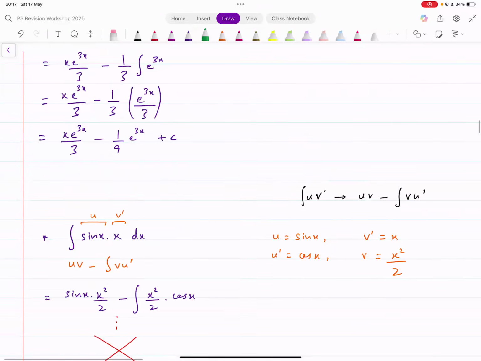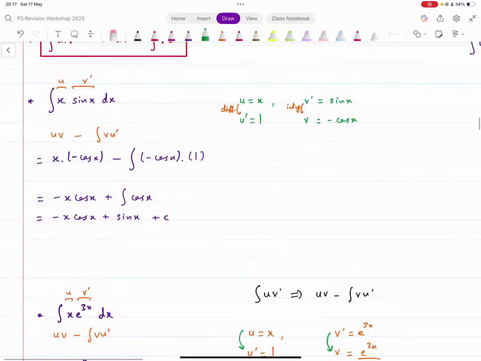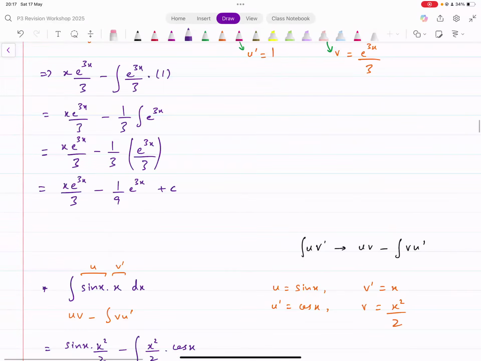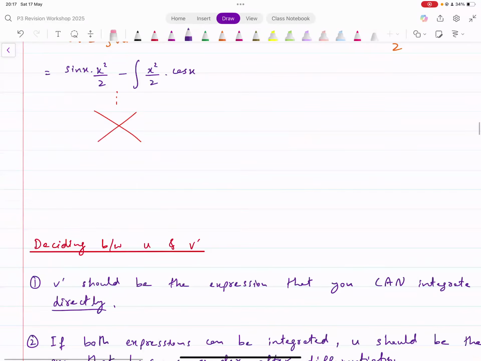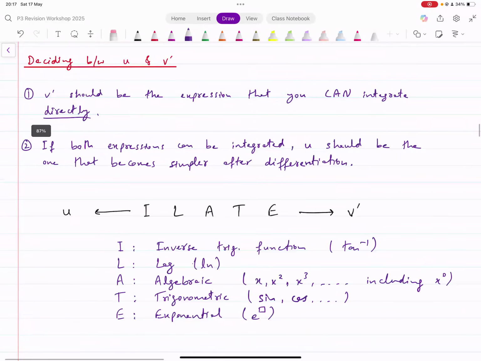In fact, we've done this example before, x into sine x. I wrote that as x sine x earlier. In that case, we took u as x and that worked. Taking u as sine x does not work. So how do we decide what to take as u and what to take as v dash?